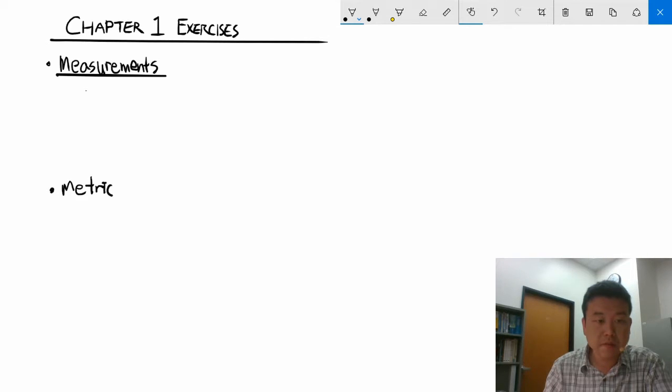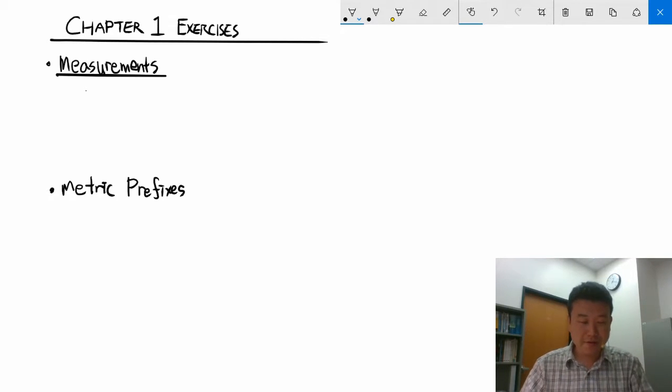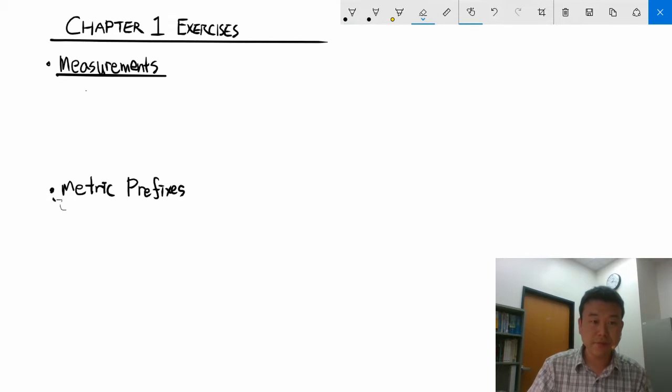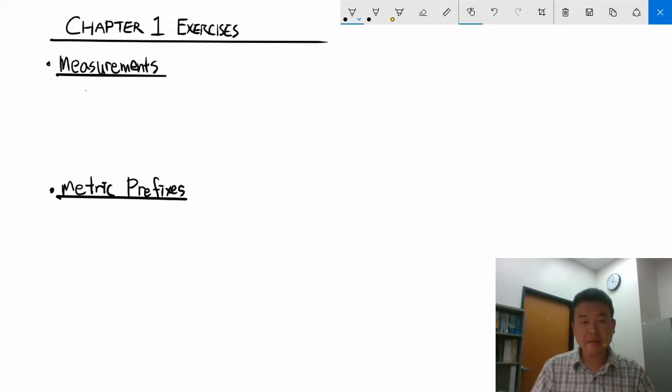Metric prefixes. There are a few that I want you to have memorized. I'll write them down here. They are also in the textbook. Some of them you have to know for the homework. So I'll talk about the metric prefixes pretty soon.